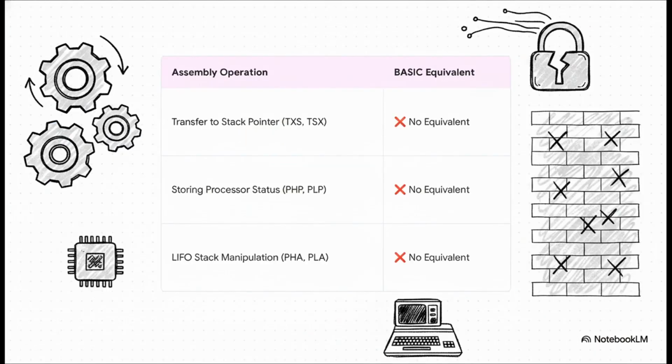In fact, some of the most powerful tools in the toolbox aren't just inefficient in BASIC, they are completely impossible. I mean, just take a look. These deep operations like directly manipulating the stack pointer or saving the processor's exact state, they just have no equivalent in BASIC. These are exclusive tools just for the assembly program.